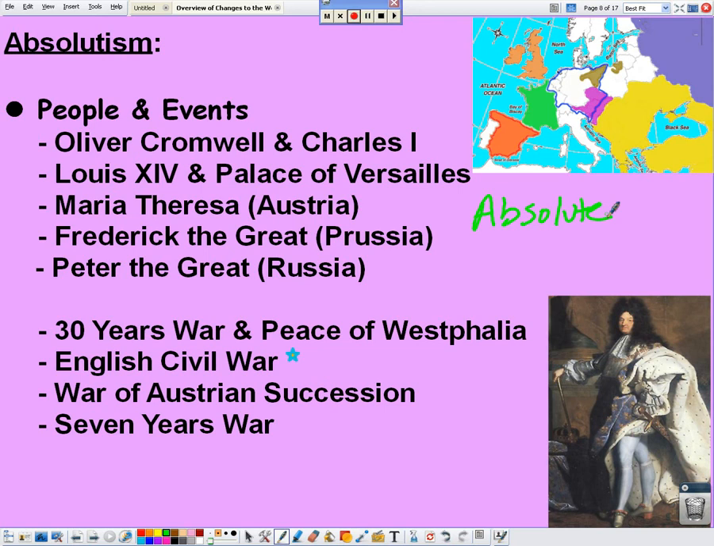And the reason that they can do that is because they believe they have something called divine right. Divine meaning godly or perfect or holy, that they have a God-given right to rule. Again, scientific revolution has not totally changed society.